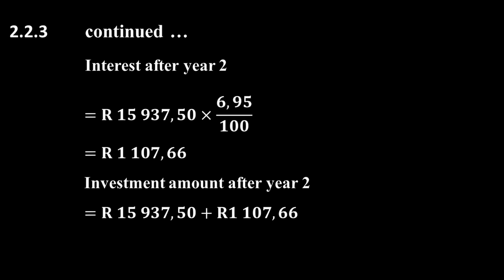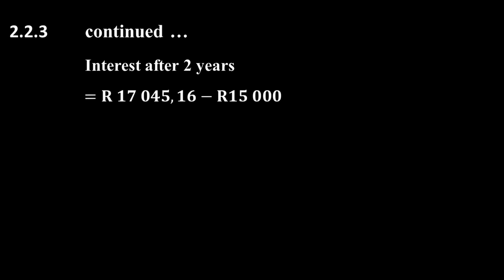At the end of the second year, the investment amount in the bank will be the sum of the investment amount at the beginning of the second year of 15,937 Rand 50 cents and the interest that was earned over the second year of 1,107 Rand 66 cents. This equals an investment amount after the second year of 17,045 Rand 16 cents. So the interest earned over the 2 years is the difference between the final amount in the bank of 17,045 Rand and 16 cents and the original investment of 15,000 Rand. And this equals 2,045 Rand 16 cents.